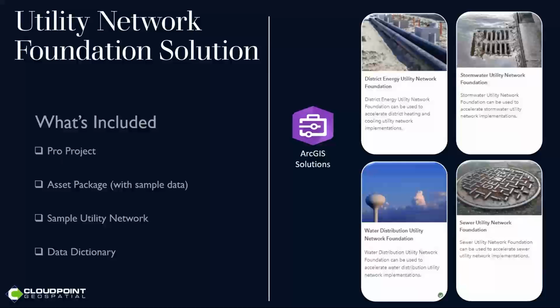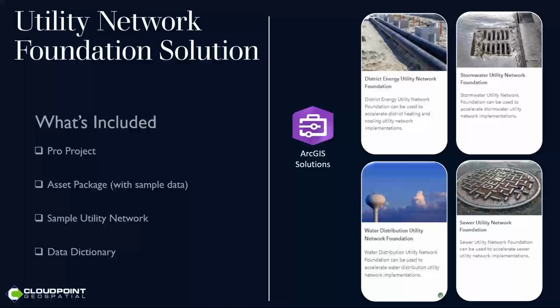So you can certainly create a utility network from scratch, but using Esri's asset package will help move you more quickly into the utility network. The asset package is a file geodatabase with the utility network schema and all the necessary tables needed to create the utility network.